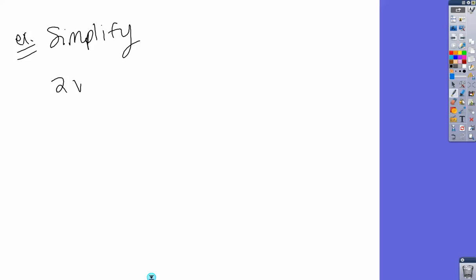If I get to simplify this expression, 2 times the square root of 300 x to the 4th y to the 5th. So whenever I do this, I go, okay, square roots. I need to know my perfect squares. So I'm going to write down all my perfect squares.